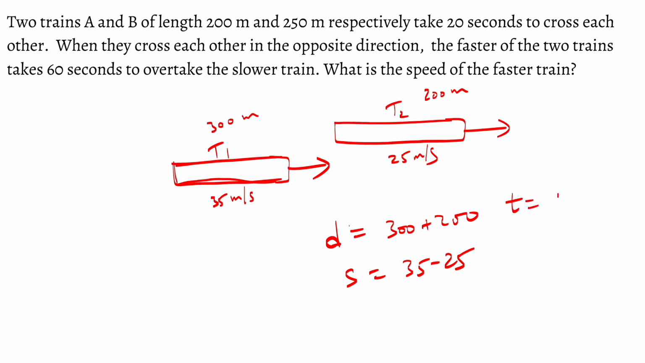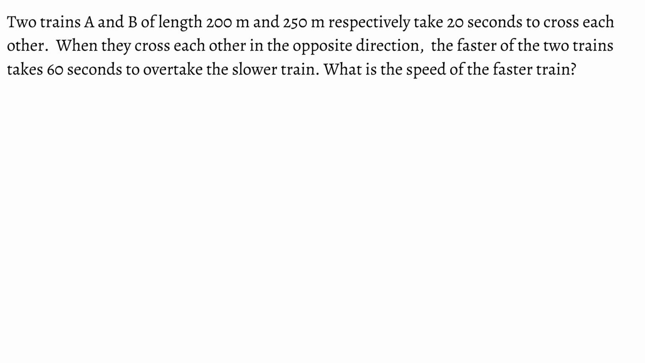So total time will be distance by speed. Distance in this case is 500 and speed is 10. So this will be 50 seconds. So the faster train takes 50 seconds to overtake the slower train. Now let's take this example.